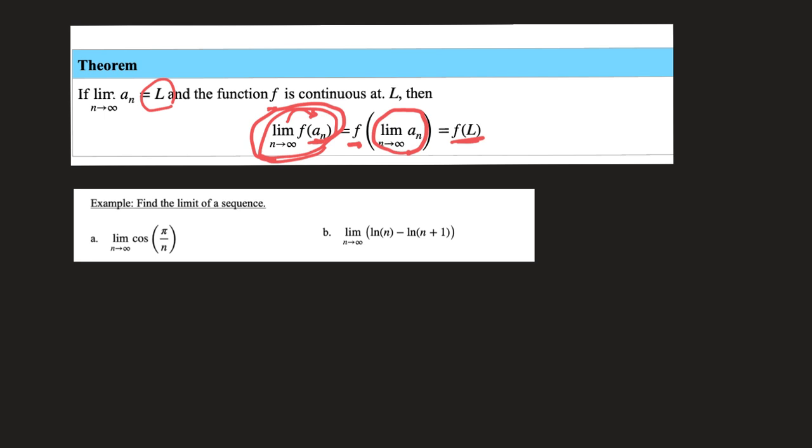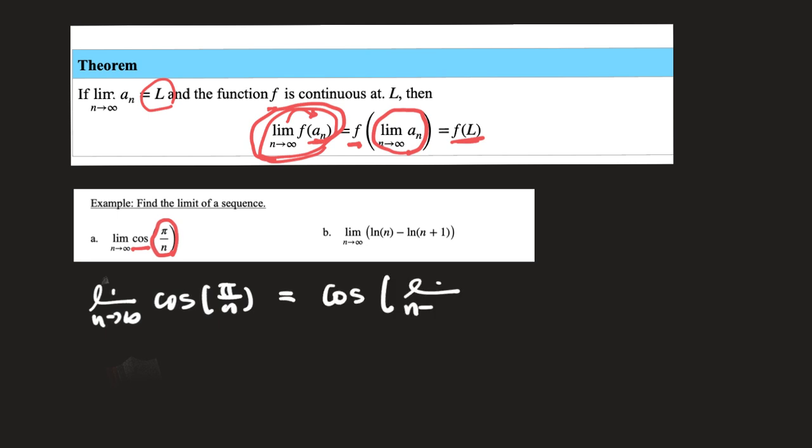Here is a very important example right here, guys. Look at this one: cosine of pi over n. We know the limit of pi over n. Also, cosine is a continuous function. So how can we find this limit? We want to find the limit of pi over n first, then we're going to plug that limit into the function. So let's find this one first, guys.